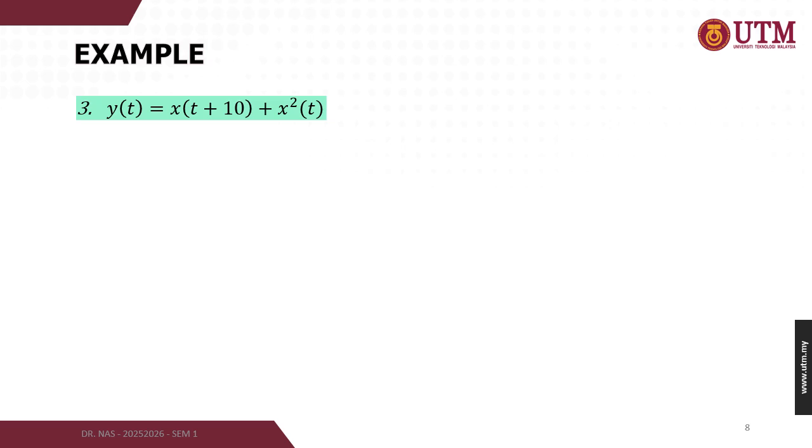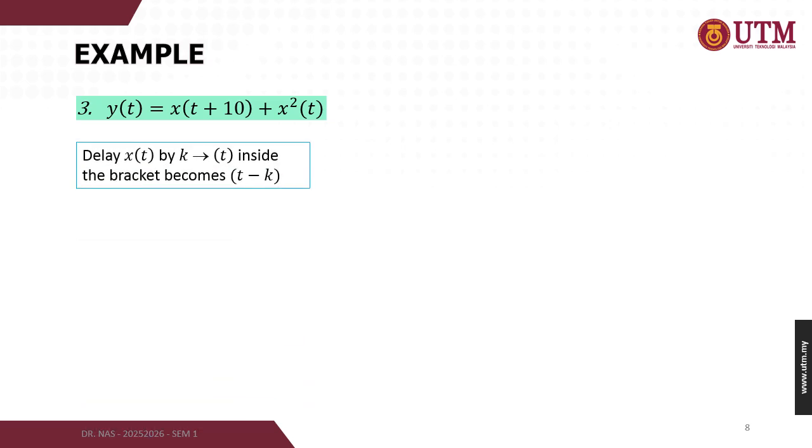Okay, now the third example in continuous time. So the first step, delay the input signal inside the bracket by k. You have two brackets here for the input signal, so all will be delayed by k. In this case, y(t) delayed by k equals x(t plus 10 minus k) plus x squared (t minus k). So this is the first equation.